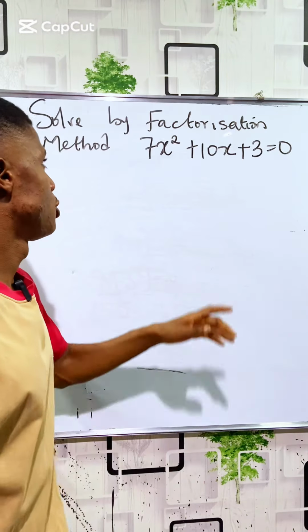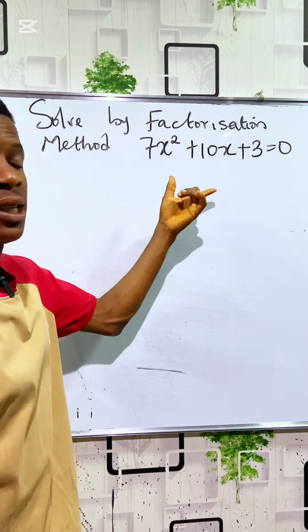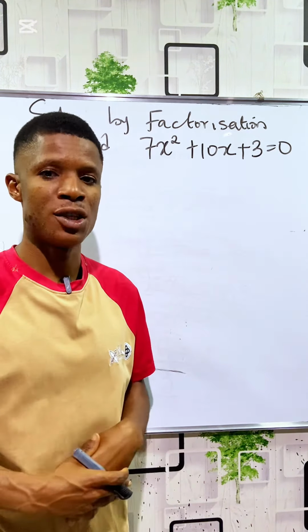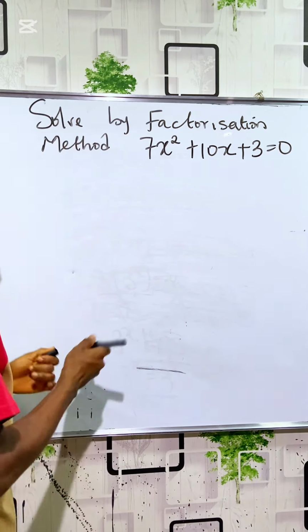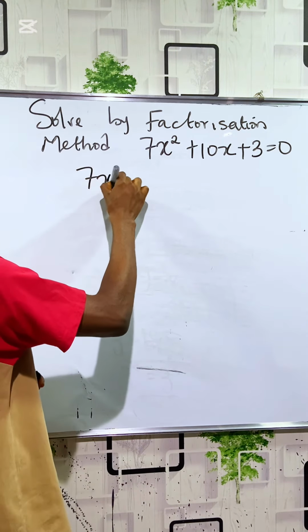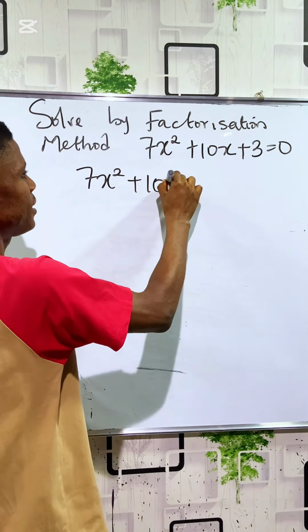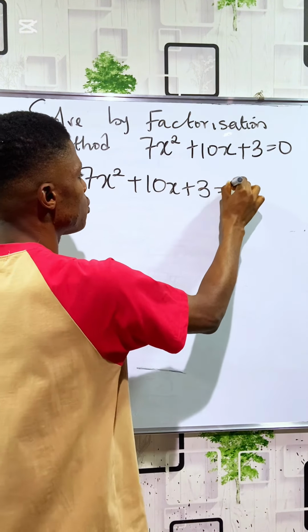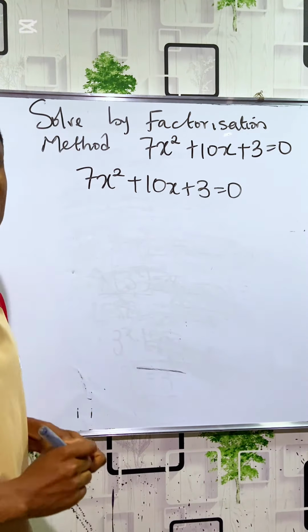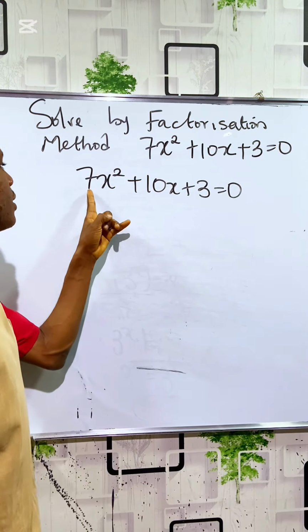In this video, we are told to solve this quadratic equation by the factorization method. To solve the quadratic equation 7x squared plus 10x plus 3 equals 0, you observe that the leading coefficient here is more than 1.